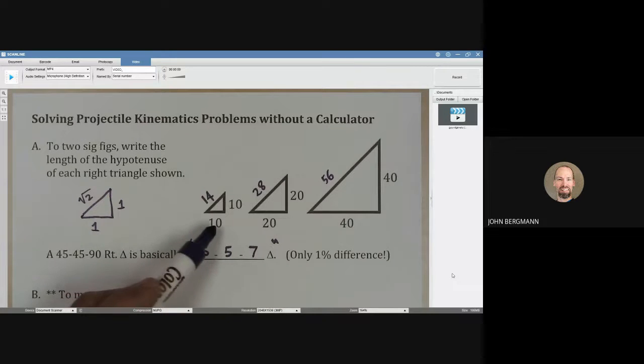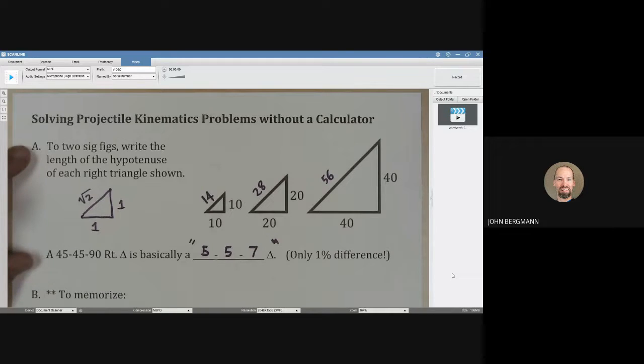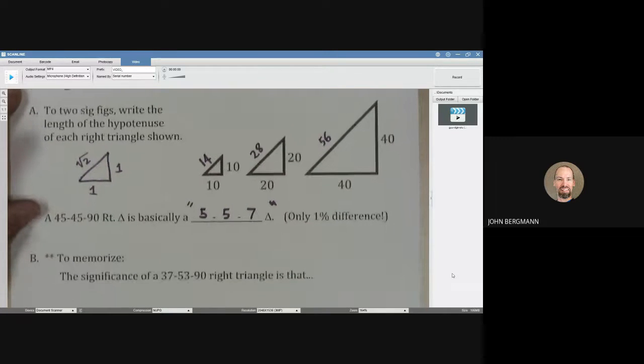A 45, 45, 90 right triangle is basically a 5, 5, 7 triangle, with edge lengths having a proportion of 5 to 5 to 7 for the hypotenuse. If we use 5, 5, 7, it's only a 1% difference from what it really is. So that's a really handy thing to keep in mind. Anytime you've got a 45, 45, 90 right triangle, the edge lengths have the ratio 5, 5, 7.